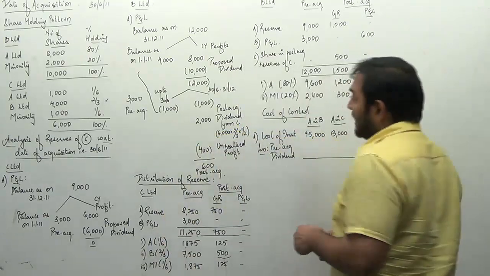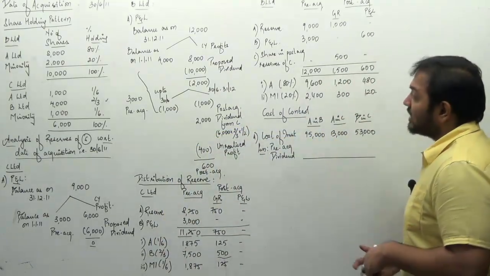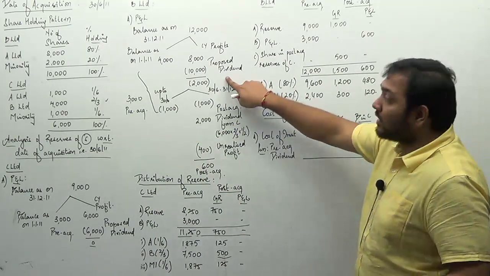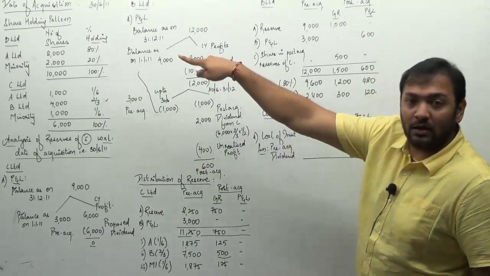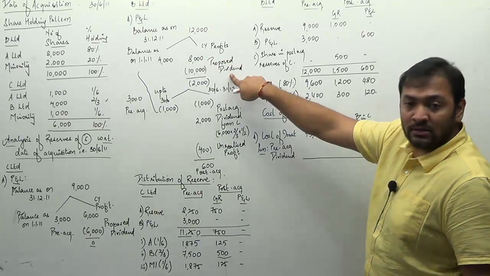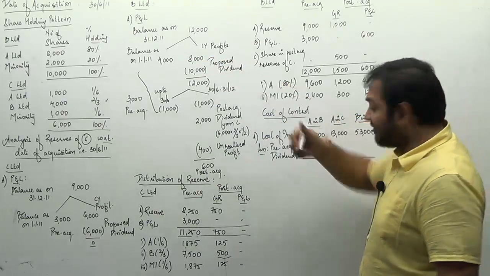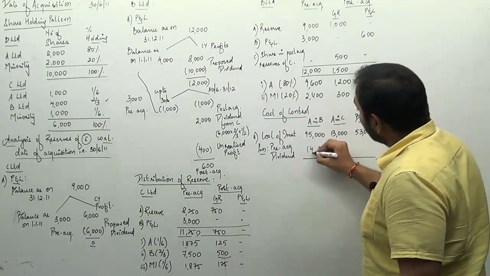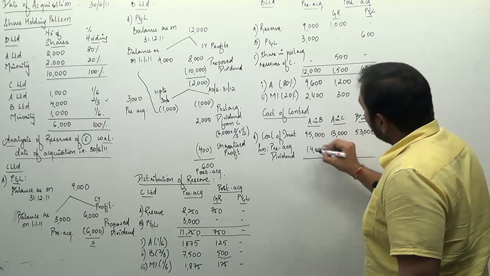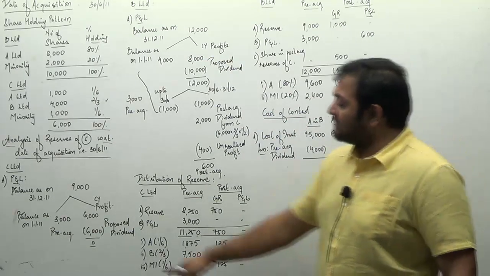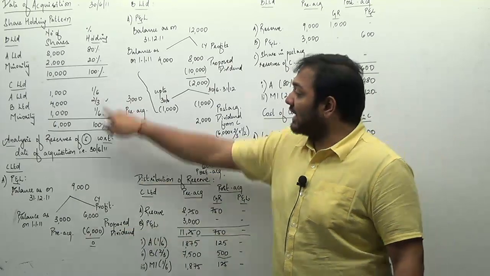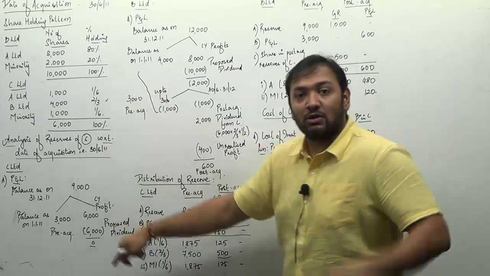Pre-acquisition dividend A and B. Check, what is B Limited's dividend? 10,000. What is A Limited's share? 80%, 8,000. Out of 8,000, half, 4,000 is pre-acquisition. A and C, C Limited's dividend is 6,000. A Limited's share is 1/6, 1,000.